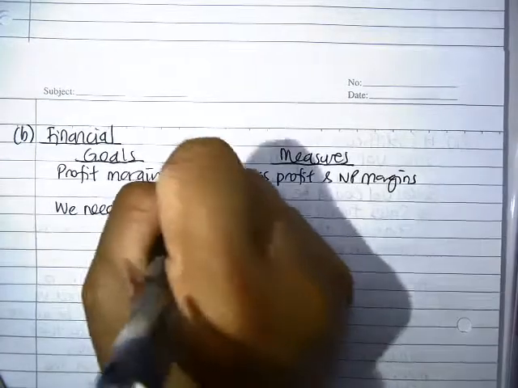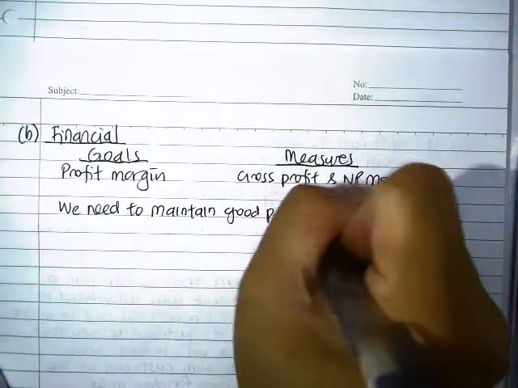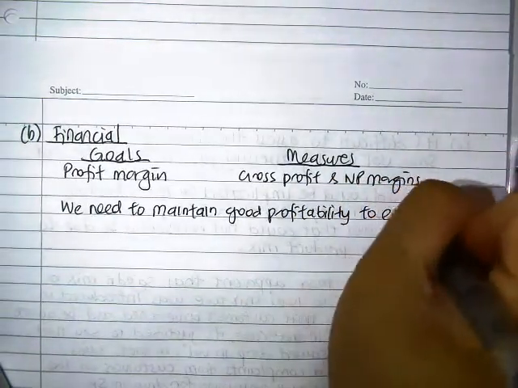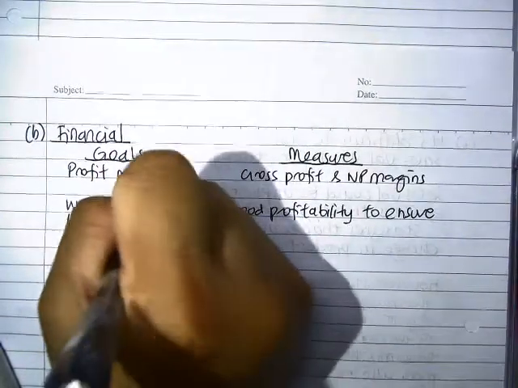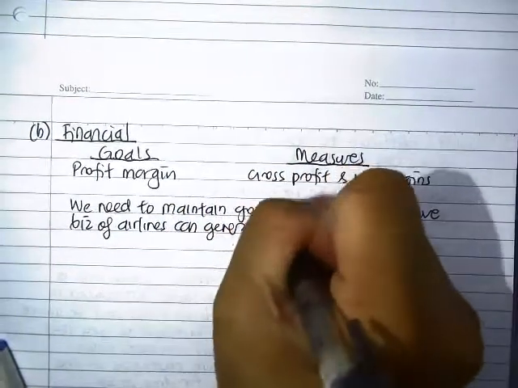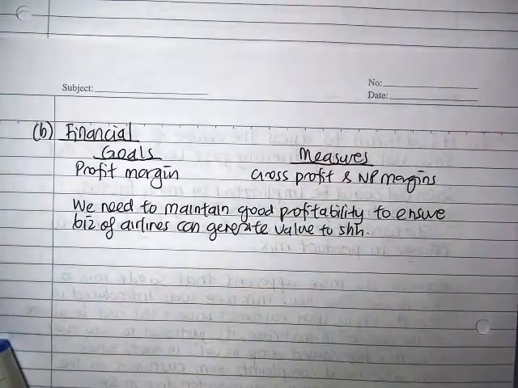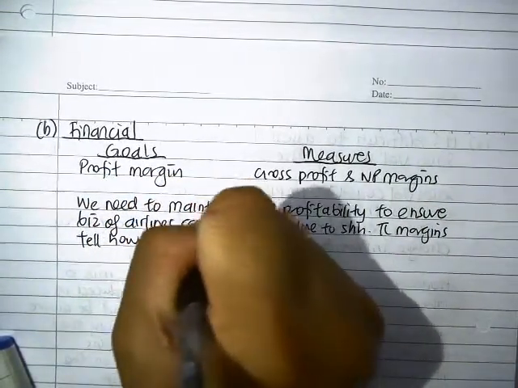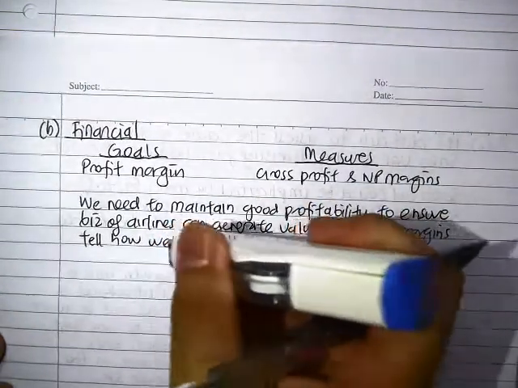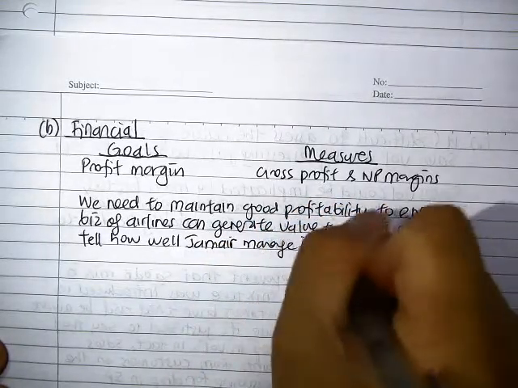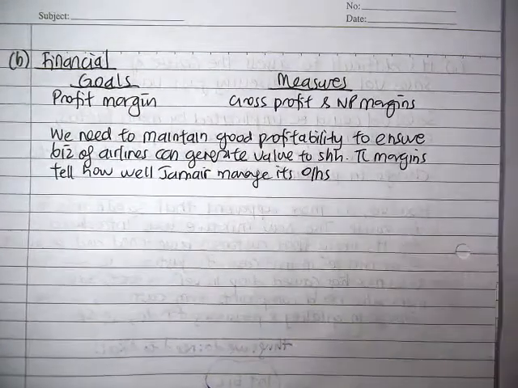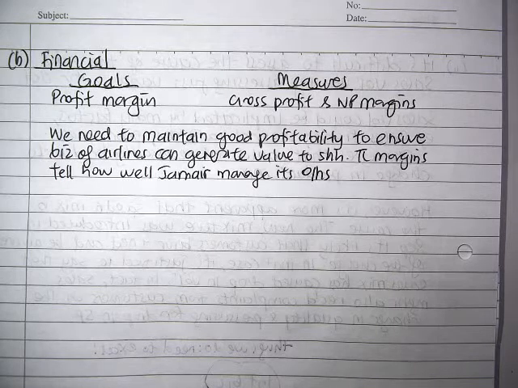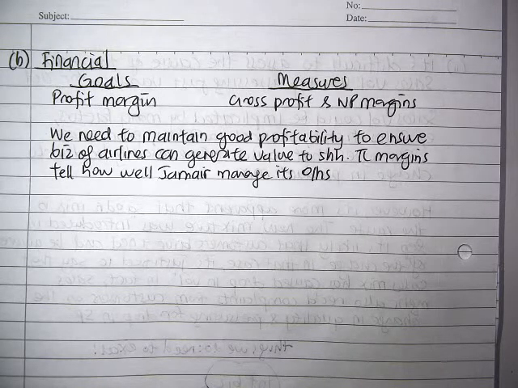We need to maintain a good profitability to ensure the business of the airline can generate value to shareholder. So profit margins tell how well Gem Air manage its overhead. Okay, that's it. Done already. Simple, right? Now then you go into the next perspective.